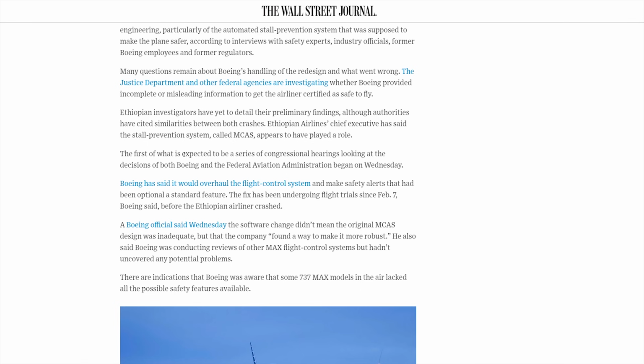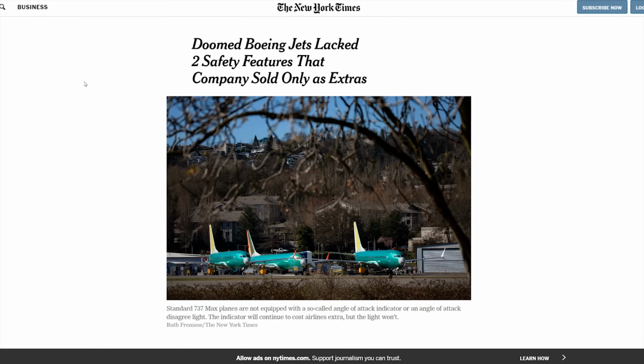So I thought that was ridiculous to begin with. But then here comes the part that blew me away more than anything. This line right here: Boeing has said it would overhaul the flight control system and make safety alerts that had been optional a standard feature. Now, I looked into this and it led me to a different article. The reason that it was optional and that these smaller airlines didn't have it is because it was a paid feature. A paid feature. It's like you buy a little game on an Xbox store and then you get a little upgrade for your character inside the game. It's like you're buying Fortnite skins. This is absolutely ridiculous. This is an airliner and they're charging extra for safety features.